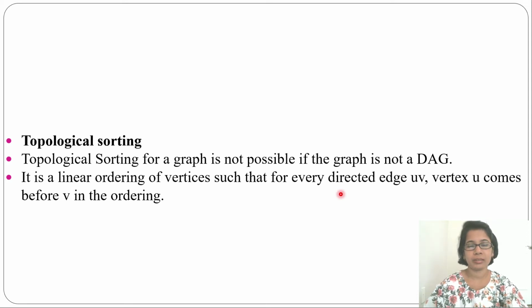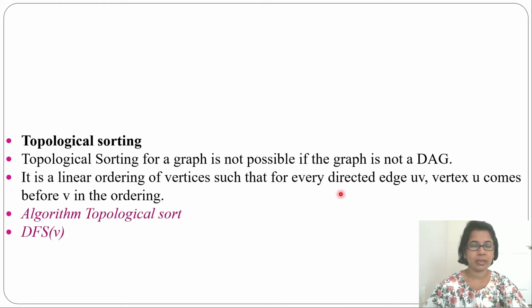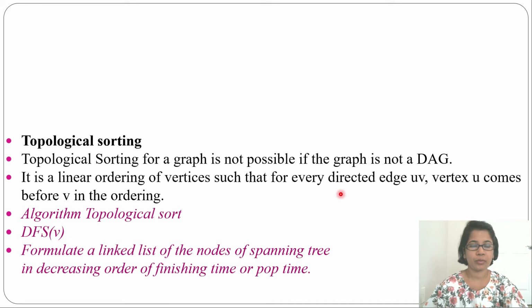There are different types of algorithms. Some use in-degree, but I am here doing it using DFS. So how can you do topological sorting using DFS? This is the algorithm. First run DFS, then formulate a linked list of nodes of the spanning tree in decreasing order of finishing time or pop time. So you have to write in decreasing order of finishing time, so that will be a topological sort.